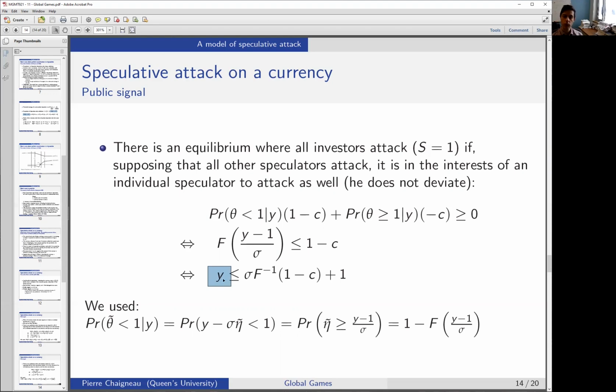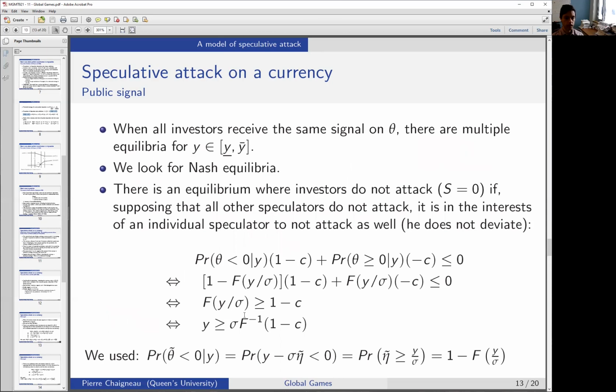Again, that makes sense. Remember that y is the public signal about theta. So when everyone believes, it's not just me, it's a public signal, that the central bank does not have enough reserves to defend the currency when everyone attacks the currency, then it's going to be a Nash equilibrium for all investors to attack the currency. So now let's put these two Nash equilibria together. The first one is an equilibrium where no one attacks the currency when y is greater than this.